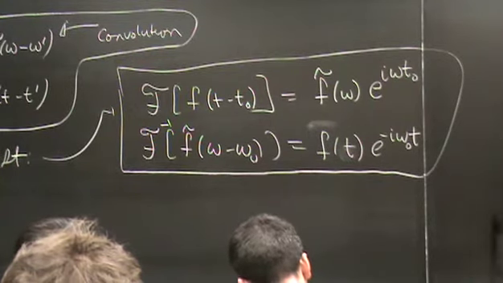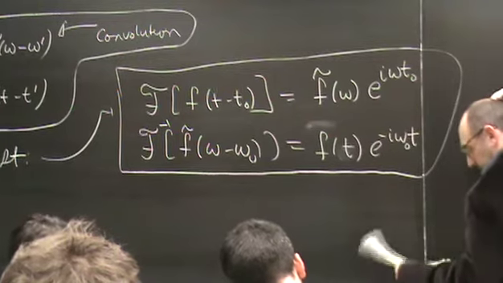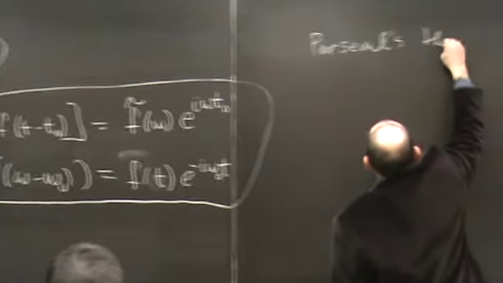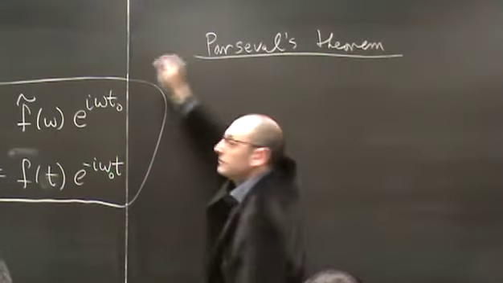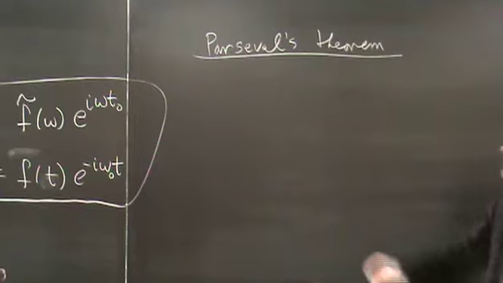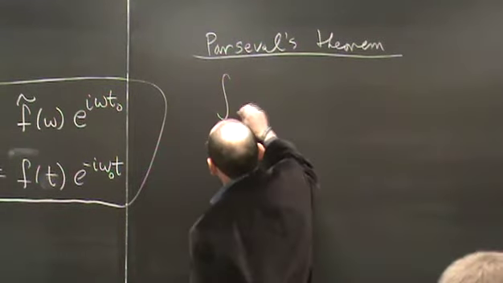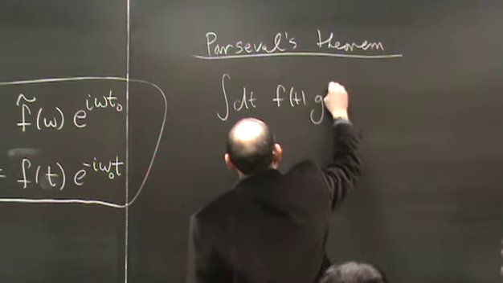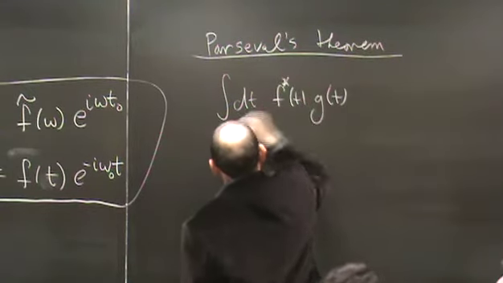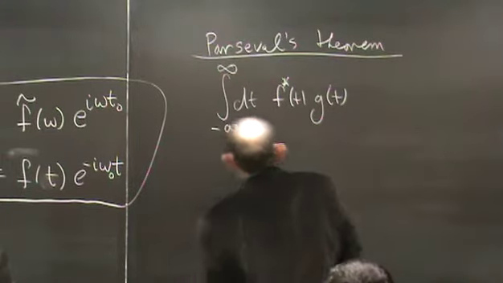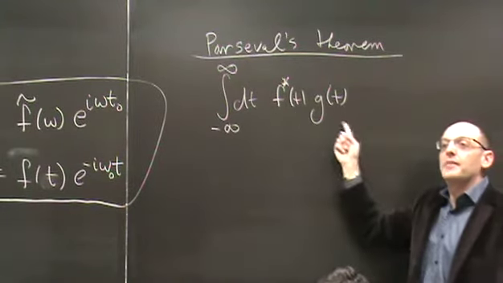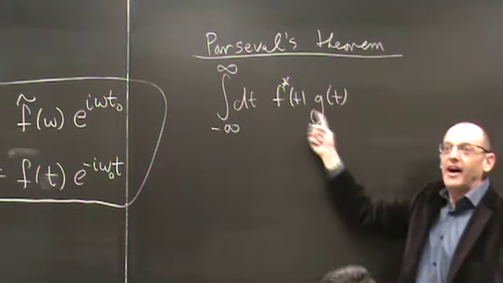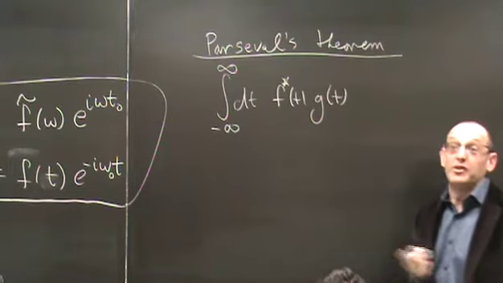Let's see. Next, last, and most general thing I want to say here is about Parseval's theorem. Parseval's theorem says something about the total integrated product; this is a kind of inner product. We thought about this in quantum mechanical terms, as a psi and a phi. This is like the inner product between the two wave functions.